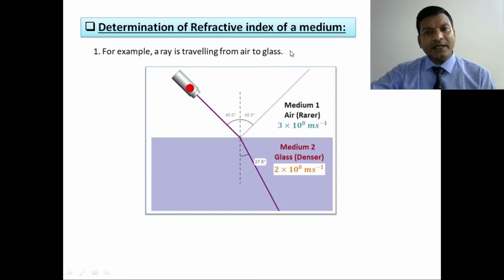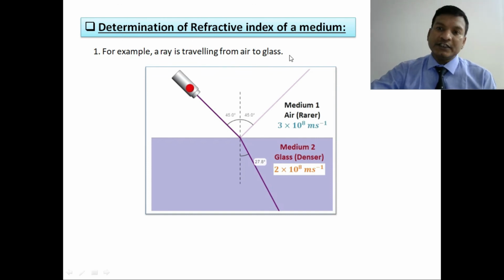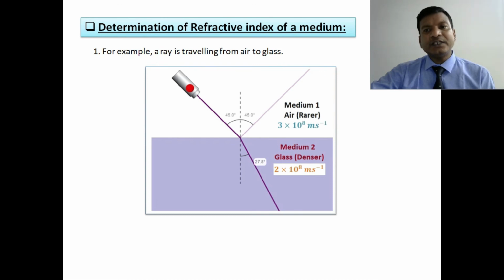We can determine the refractive index of the medium by using that formula. Which formula? The speed of light in the first medium divided by the speed of light in the second medium. Or we will use the formula refractive index mu is equal to c upon v, provided the value of c and the value of v you should be knowing. Then only you can find the refractive index of the second medium with respect to the first medium.